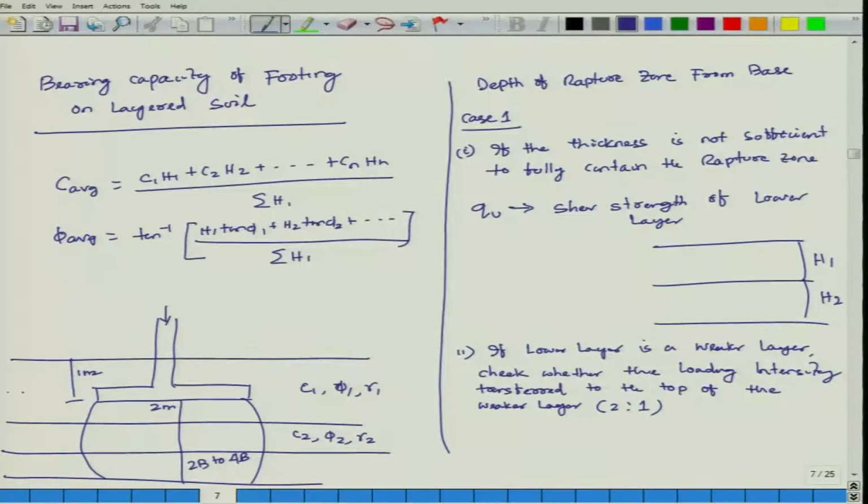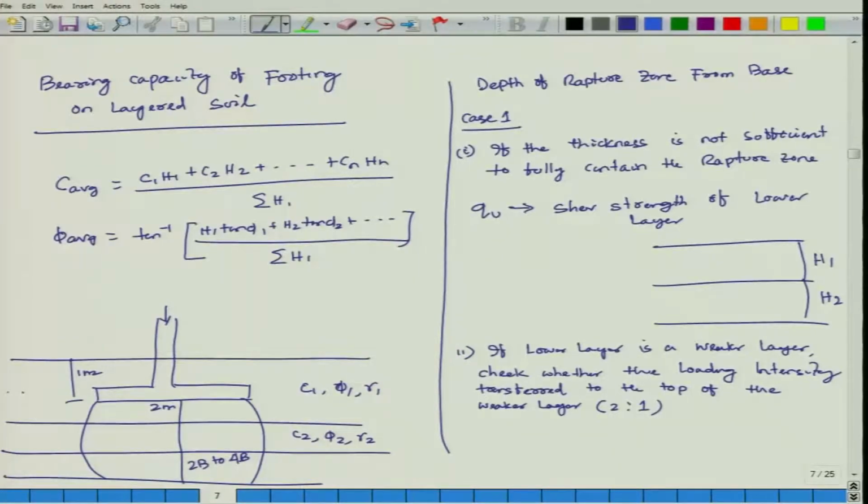So, there are many conditions. We will solve problems also while doing design of foundation, because every time you will encounter layered soils, it is not going to be a single soil layer, either cohesionless or cohesive. It is layered soils, consisting of C, phi, C1, phi 1, gamma 1. More discussion on layered soil will continue while designing the foundation, particularly after the settlement calculations.